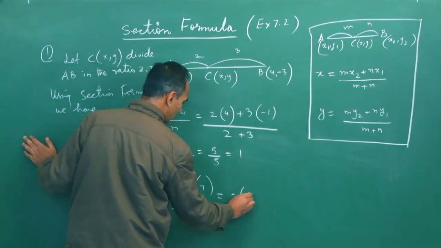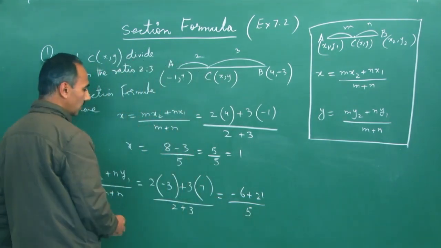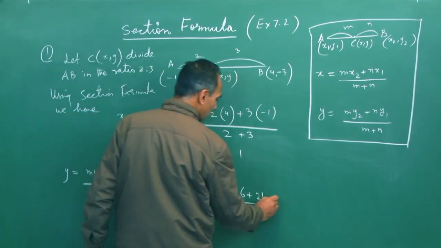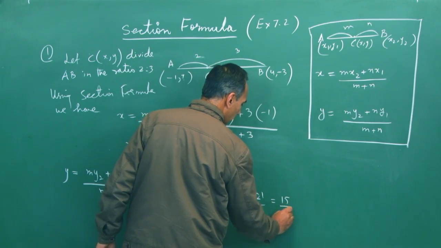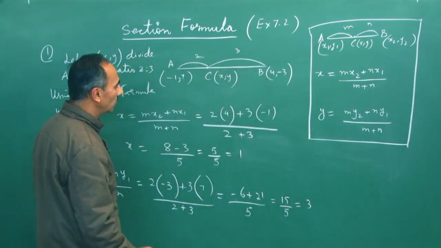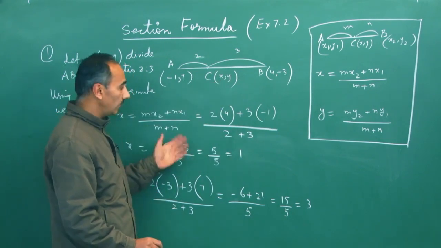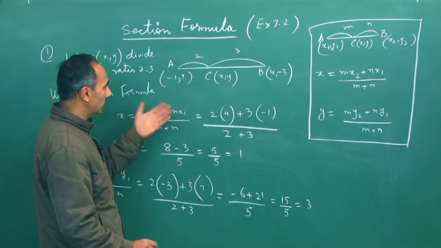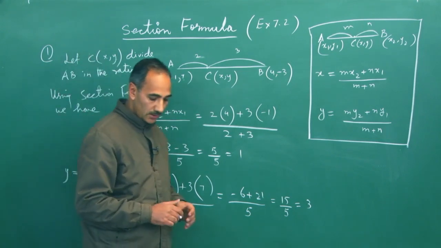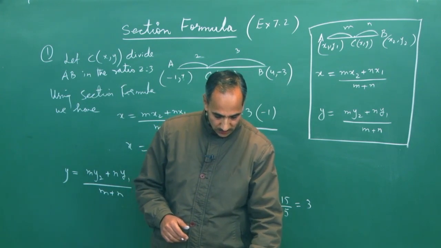That's minus 6 plus 21 upon 5. Minus 6 plus 21. 21 minus 6 will be 15 upon 5, so that is 3. So therefore, coordinates of C are 1, 3. See, x is 1, y is 3. So this way we have found the coordinates of C when the rest of the things were given. So this was question number 1.